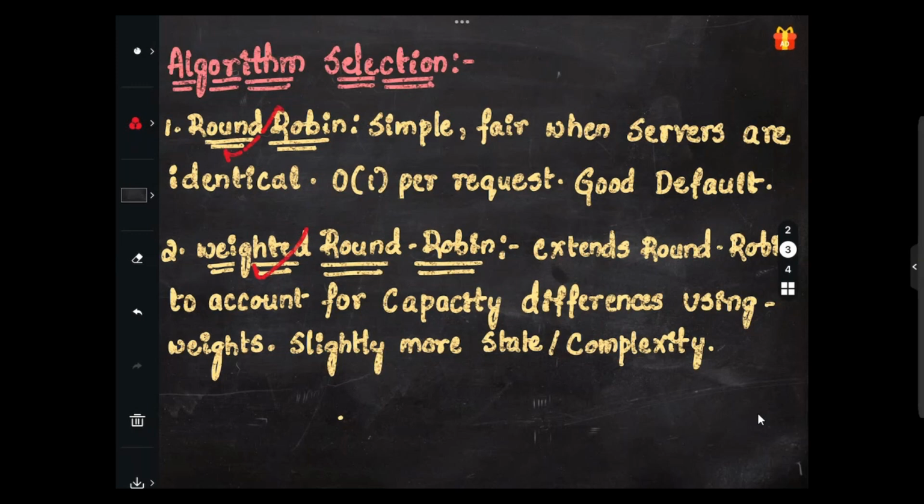So basically when we go with the least connections, it is better for variable load, but with more state or complexity. Weighted algorithms are required when heterogeneous server capacities exist. For this, we'll be going with a round robin. Also, we can just make use of the weighted round robin.